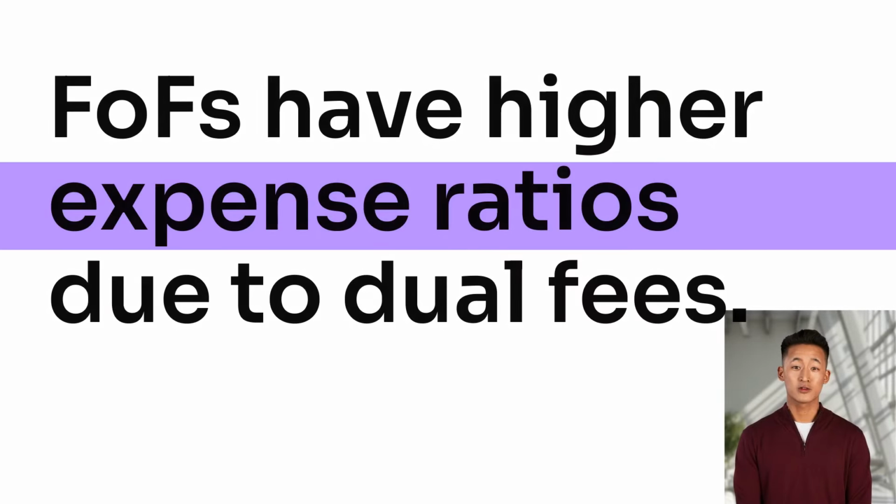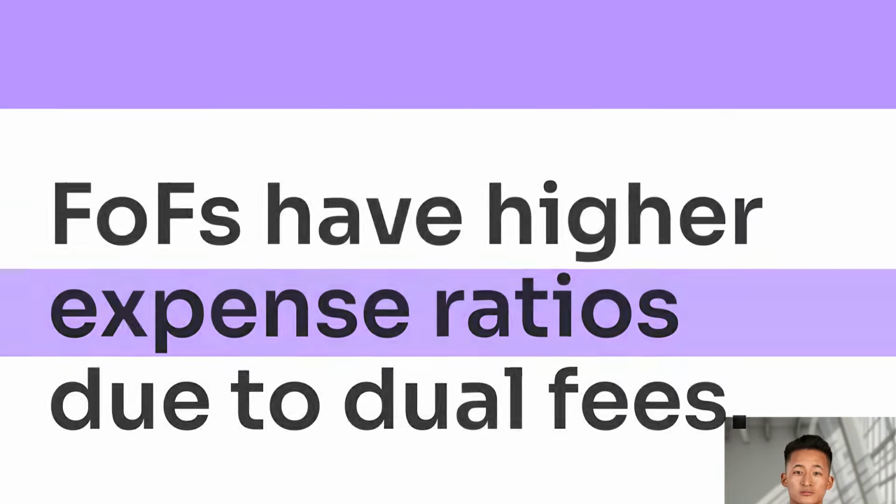However, FOFs generally have higher expense ratios compared to traditional mutual funds. This is due to the dual layer of fees, the FOF's own management fees and those of the underlying funds. A typical mutual fund may have an expense ratio between 0.5% and 2.0%. In contrast, FOFs can see total expense ratios reaching 2.5% to 4.0% or more, especially in niche categories like hedge funds.